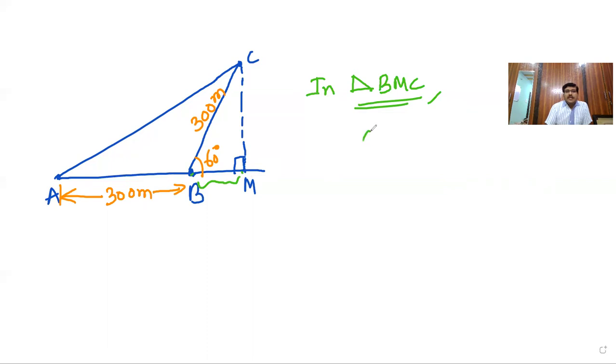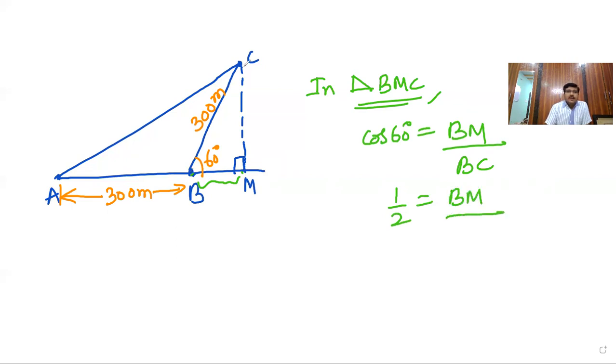To get BM, I take cos theta. Cos 60 degrees is the adjacent side BM by the hypotenuse BC. Cos 60 is half. We do not know BM, but BC, the hypotenuse, is given for the hexagon as 300 meters. Cross multiply: 300 by 2, so 150 meters is the required one.